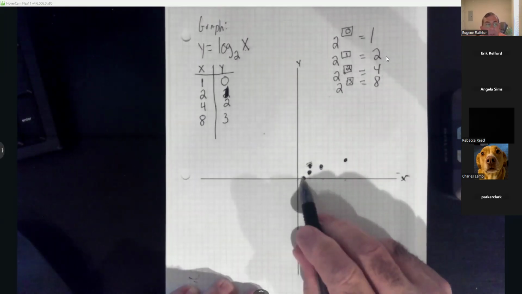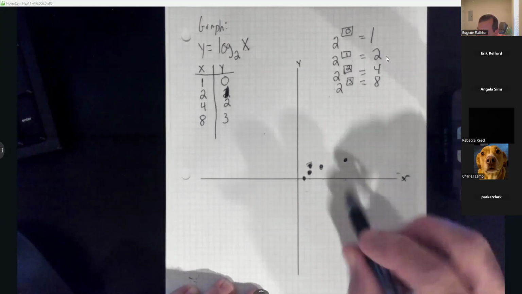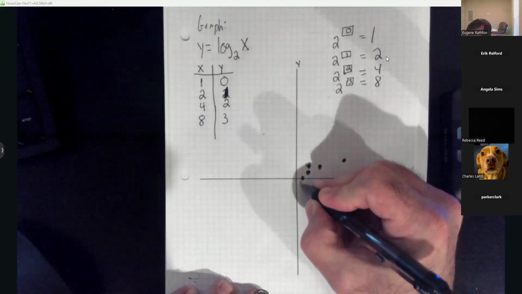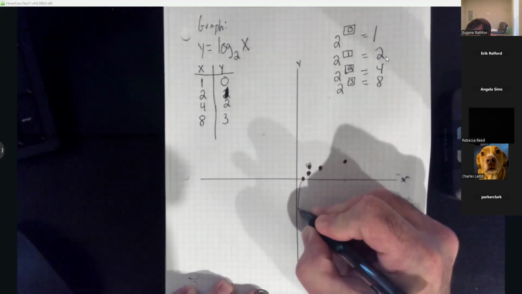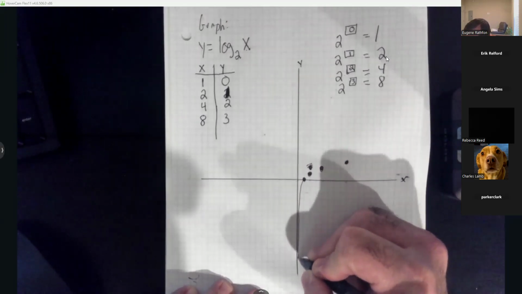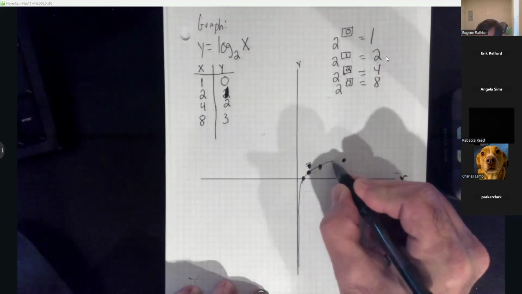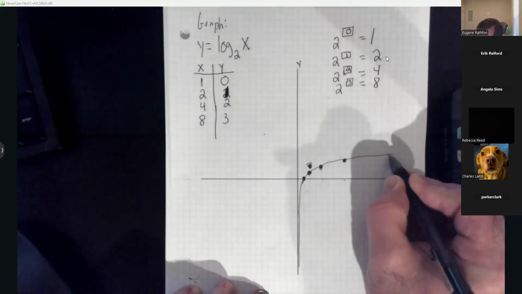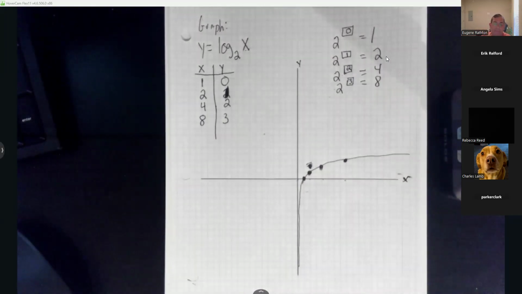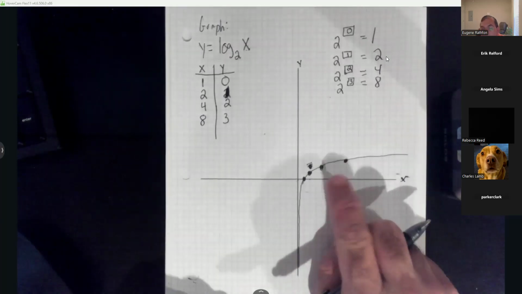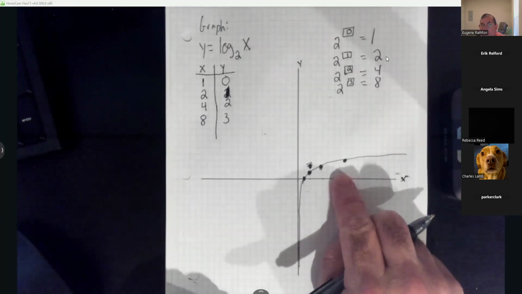So these graphs sort of go uphill very slowly to the right. Now on this side, it's going to make an asymptote with the y-axis, and then it comes through, and it's just going to slowly go uphill to the right. All logarithmic graphs will look like this, okay?